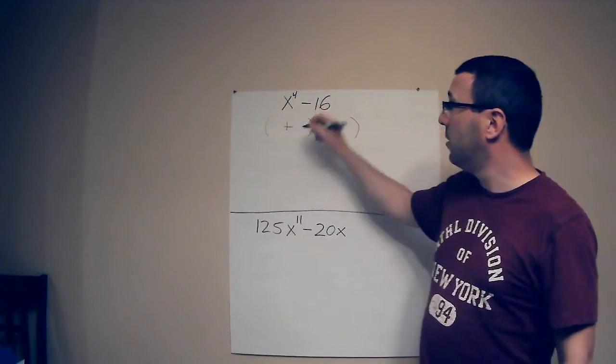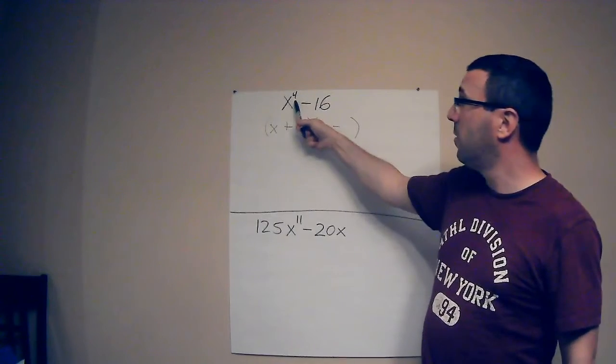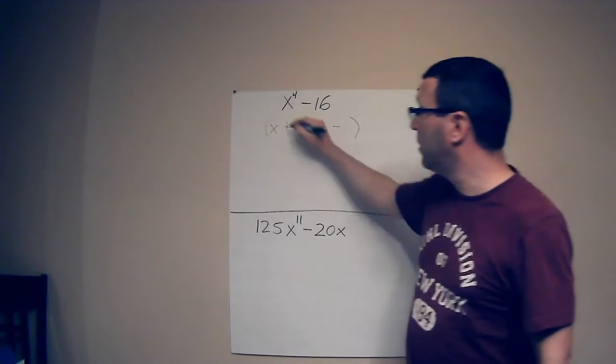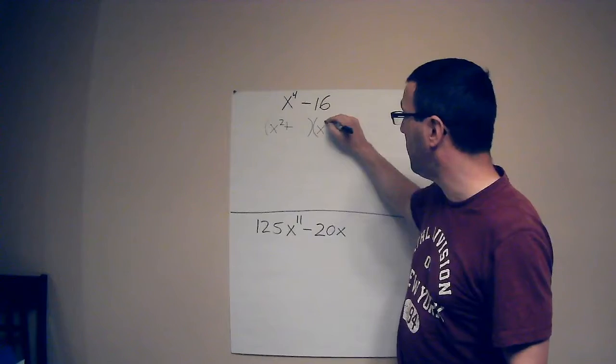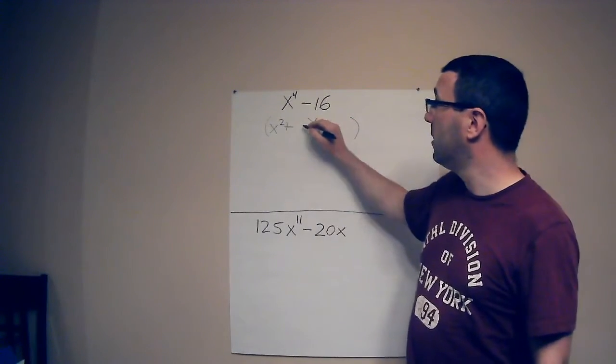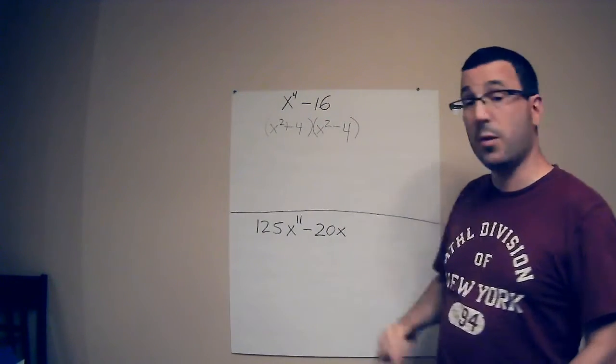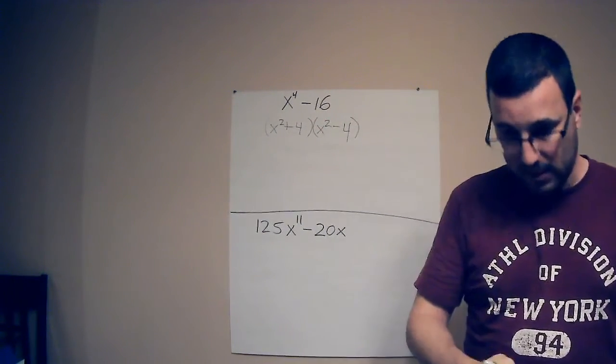I look, x term in the front of both. 4 divided by 2 is 2, so I'm going to put that there and there. Square root of 16 is 4, so I put that in both. I'm going to fix this again.